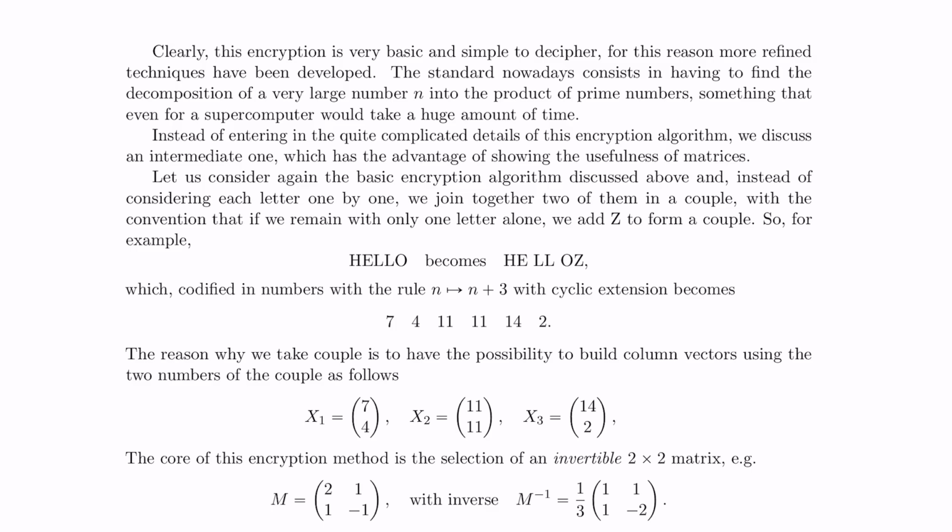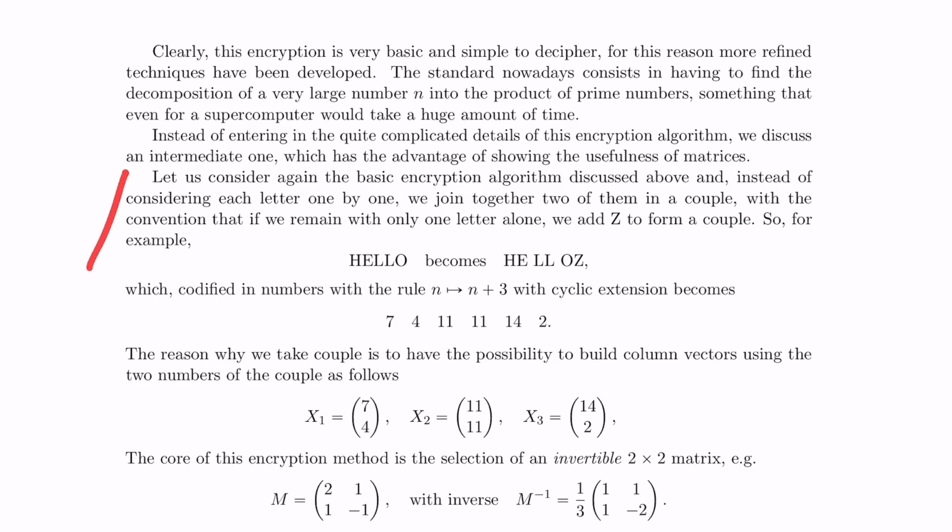Nowadays, the standard encryption techniques use the decomposition of a very large number into the product of prime numbers. This is an operation that even a supercomputer can do only in a huge amount of time. We are not going to discuss this encryption technique because it's quite complicated. Instead, we discuss a sort of intermediate one, which has the advantage of showing the usefulness of matrices.